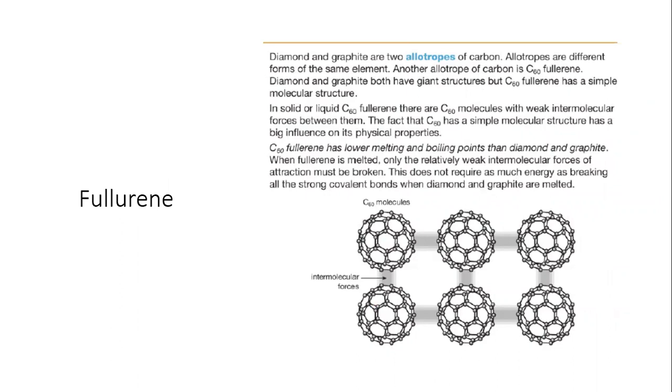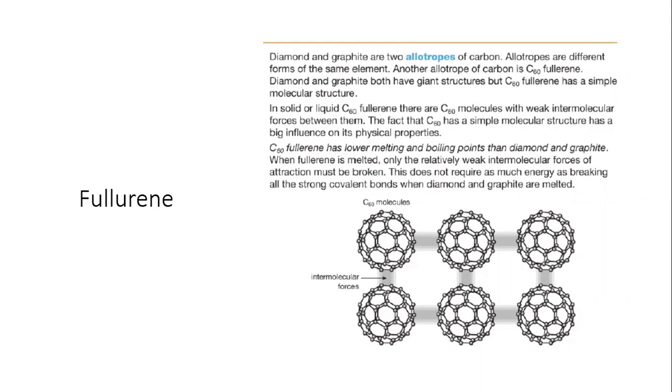Now that is graphite, we need to come to fluorine. Fluorine is C60 and fluorine. Okay, so first of all, what do you guys think? Fluorine is going to be a giant covalent structure or a simple molecular structure? This is carbon. Yeah, carbon 60, fluorine. What is the big difference?